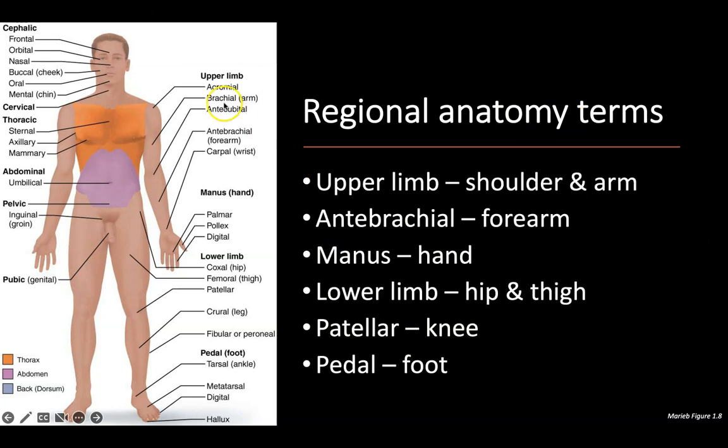We can also look at the other side here. We have limbs, so there's an upper limb, which includes the shoulder and arm. Antebrachial stands for anything having to do with the forearm. Manus has to do with the hand. Lower limb includes the hip and the thigh. The patellar, anything patella or patellar, refers to the knee. And pedal refers to the foot.